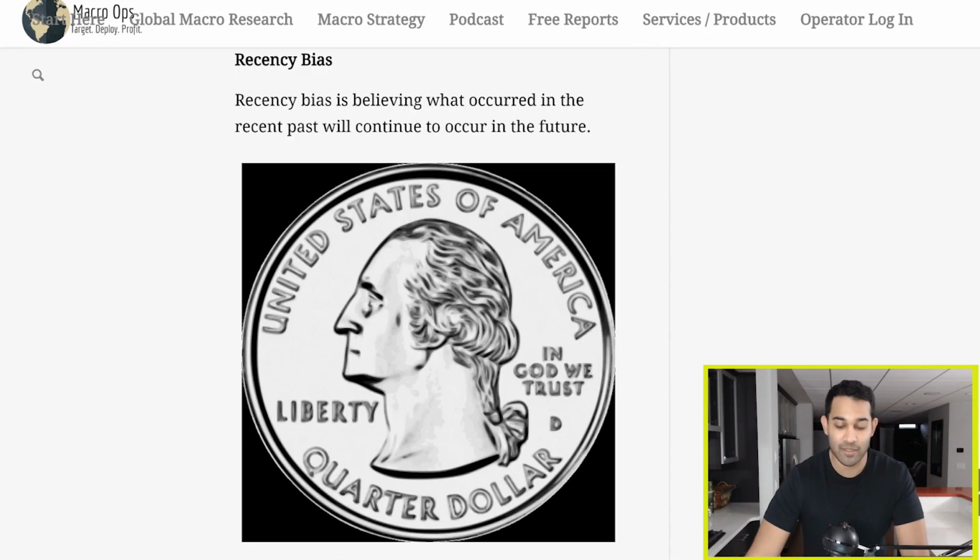So one of these biases is recency bias, which is believing what occurred in the recent past will continue to occur in the future. Now this goes for the opposite too, which would be believing that because something hasn't happened in a long time, it will continue not to happen. So if where you live, the last time you guys had an earthquake was in 1950, most of the people living there are thinking, you know, we never have earthquakes, that'll never happen again. When in fact it can.